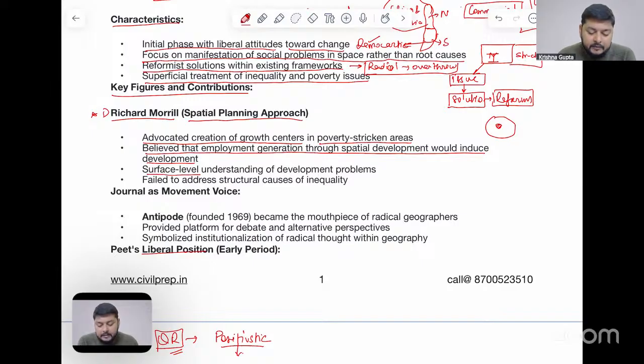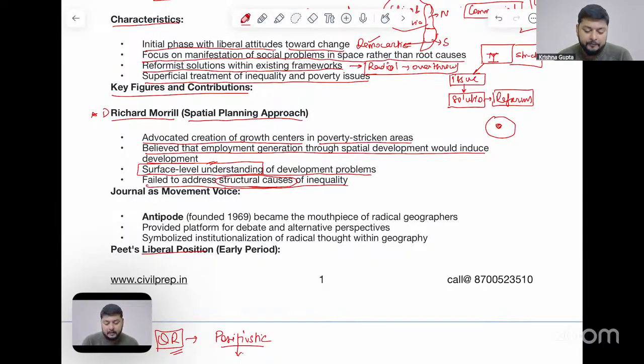Then, surface level understanding of the developmental problem. We need to understand what the surface level problem is, and we also need to understand what the structural problem is in this particular issue. The approach taken here was majorly the surface level problem. Then it failed to address the structural causes of inequality. So until this part, the liberal approach to radicalism did not have structural integration in the radicalism approach.